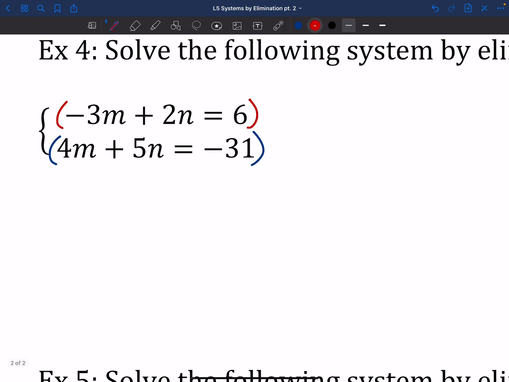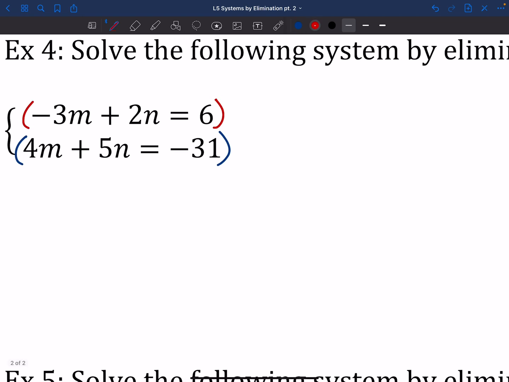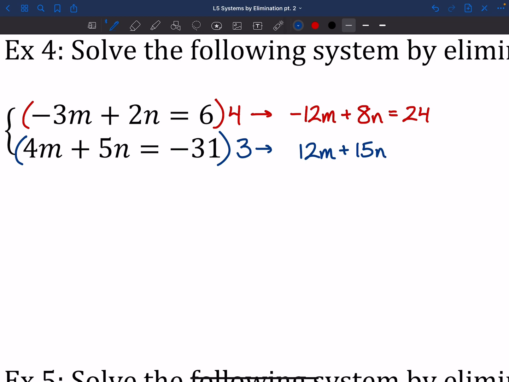So what I'm going to do is I'm going to turn those m's into 12. So to do that, I'm going to multiply the top one by 4, to turn 3 into 12. To turn the bottom one into 12, I need to do 4 times 3. All right, so let's go ahead, let's do that multiplication. We're going to get negative 12m plus 8n equals 24. When we multiply on the bottom, similar, we're going to get 12m plus 15n equals negative 93.